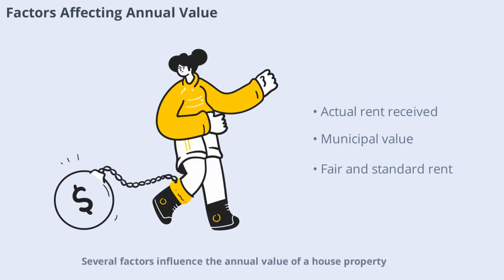Several factors influence the annual value of a house property. These include the actual rent received or receivable, the municipal value determined by local authorities, the fair rent that similar properties can fetch, and the standard rent fixed under the Rent Control Act. The highest value among municipal and fair rent, subject to the standard rent ceiling, is considered the expected rent. If the actual rent received is higher, that becomes the annual value. This multi-factor approach ensures a fair and reasonable assessment for tax purposes.